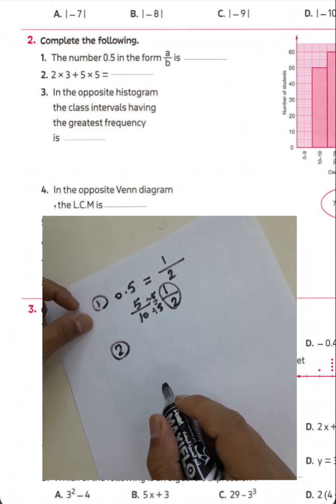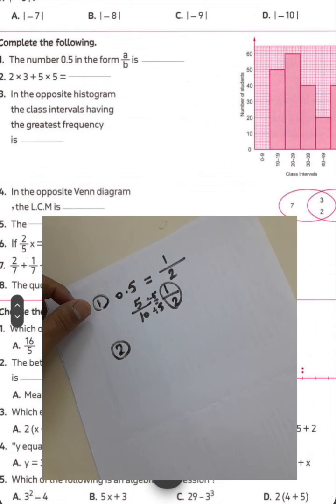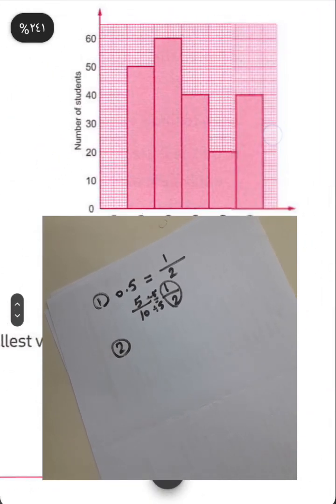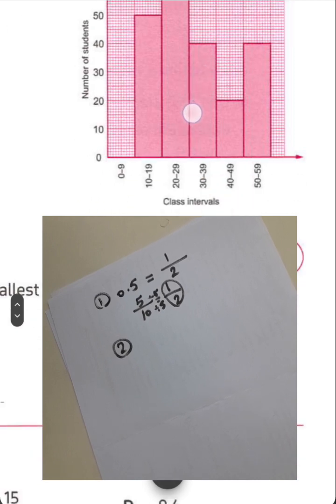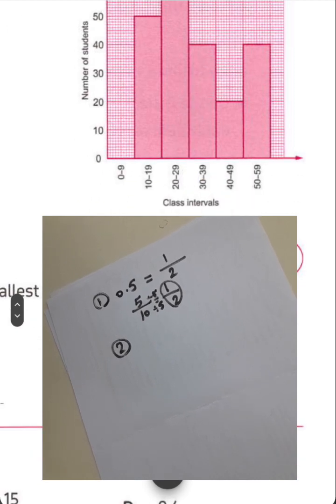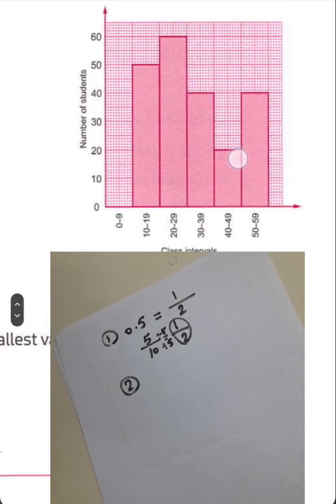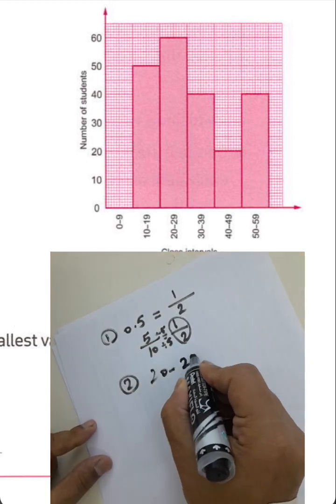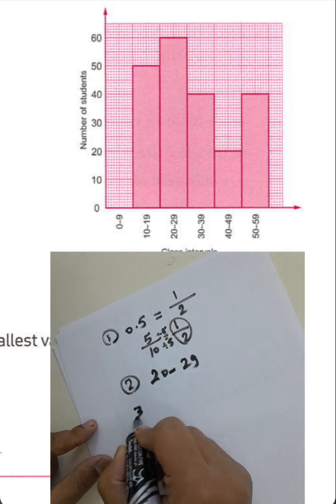Question number 2. In the opposite histogram, the class interval having the greatest frequency. The greatest here will be what? It's the greatest here, the interval from 20 to 29. It's the greatest interval, from 20 to 29.